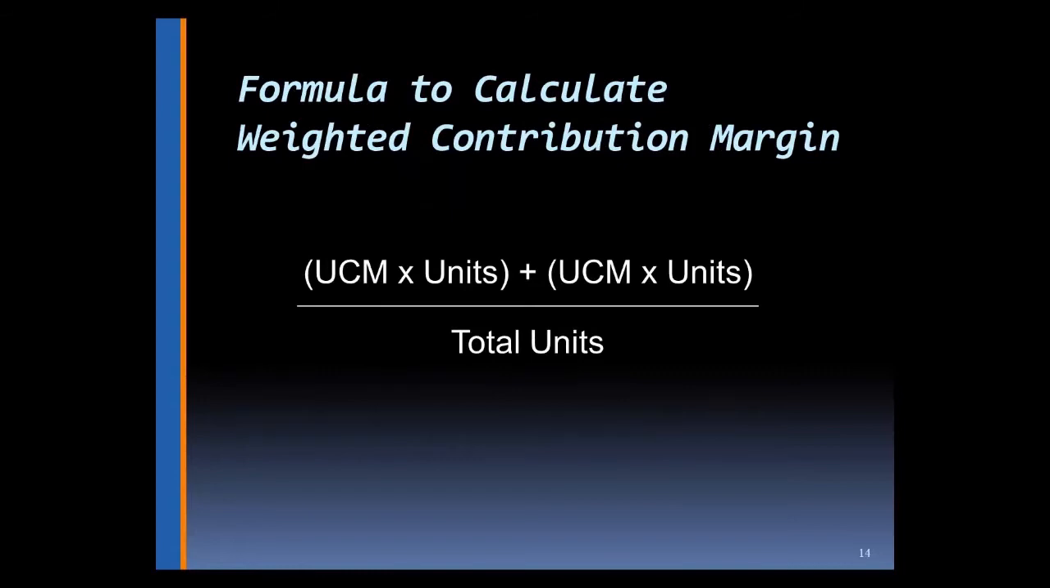First, how do we calculate the weighted contribution margin? Well, you take the unit contribution margin times the number of units for product A, plus the unit contribution margin times the number of units for product B, C, D, E, and F, and so forth. And then you multiply those out, total them up, and divide them by the total number of units to get the weighted contribution margin.